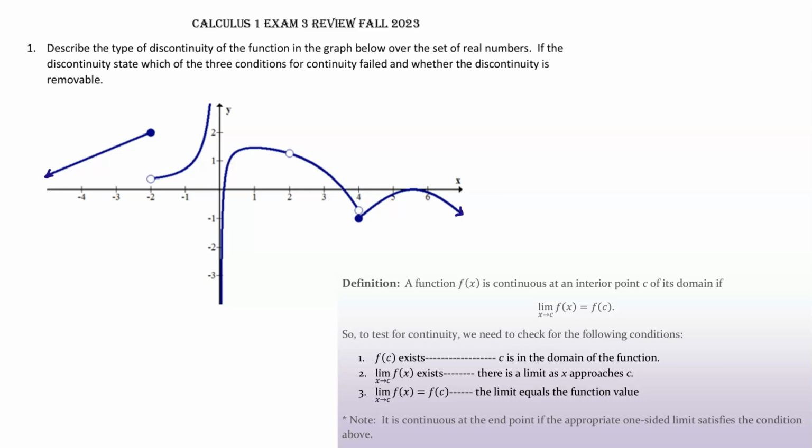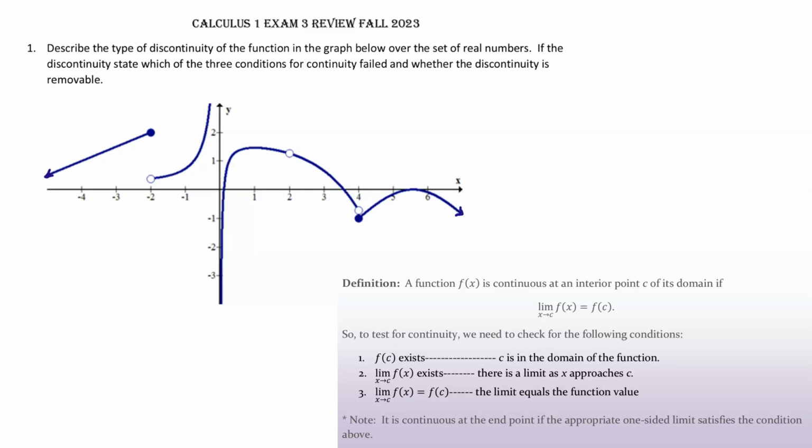So the definition of continuity says that if a function is continuous at some point C in its domain, then the limit as x goes to C of f of x is equal to the function value f of C. Okay, so this is a one sentence definition right here, right? However, that mathematical sentence really implies three conditions.